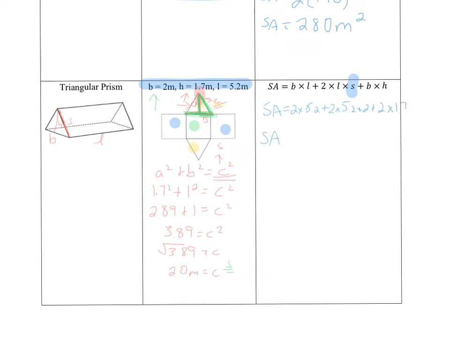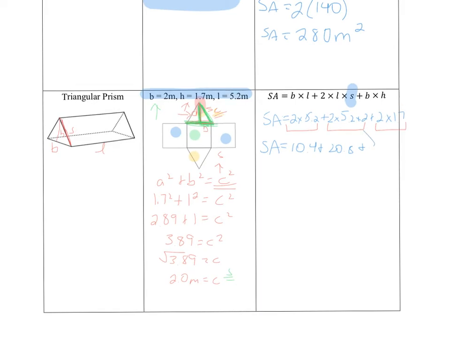So we have multiplication and addition. So all our multiplication has to happen first, and then our addition. So if you do 2 times 5.2, you get 10.4. If you do 2 times 5.2 times 2, you would get 20.8. And if you do 2 times 1.7, you get 3.4. So to finish off, we just add up all our numbers here. And if you add them up, we get 34.6 meters squared.